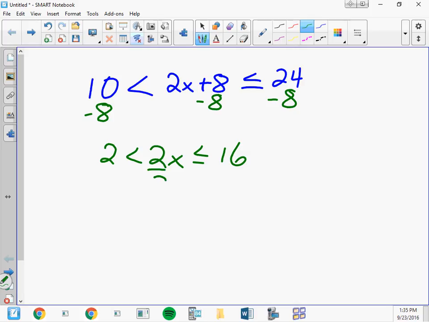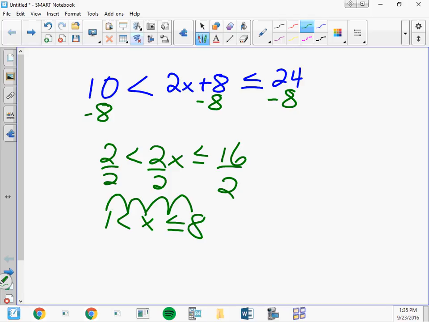And then divide by 2, but you divide everything by 2. 1 less than x less than or equal to 8. And this setup is really nice. X is sandwiched between 1 and 8. If you start from the middle, you'll see x is bigger than 1 and x is less than or equal to 8. On the number line, you have 1 with an open circle and 8 with a closed circle, and it's everything in between.